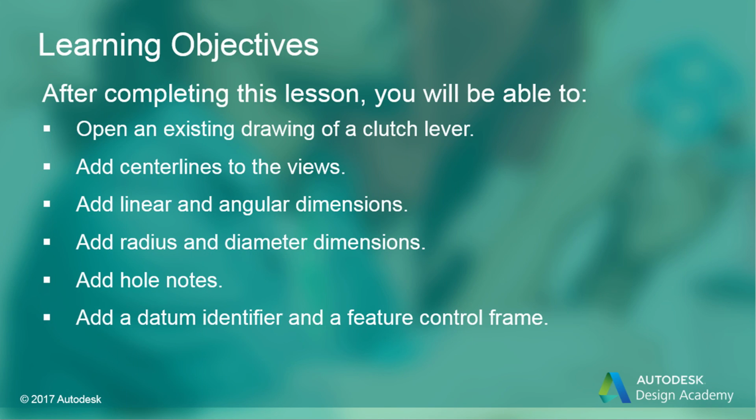In Product Documentation Part 2, you annotate the drawing views and add geometric dimensioning and tolerancing. After completing this lesson, you will be able to open an existing drawing of a clutch lever, add center lines to the views, add linear and angular dimensions, add radius and diameter dimensions, add hole notes, and add a datum identifier and a feature control frame.